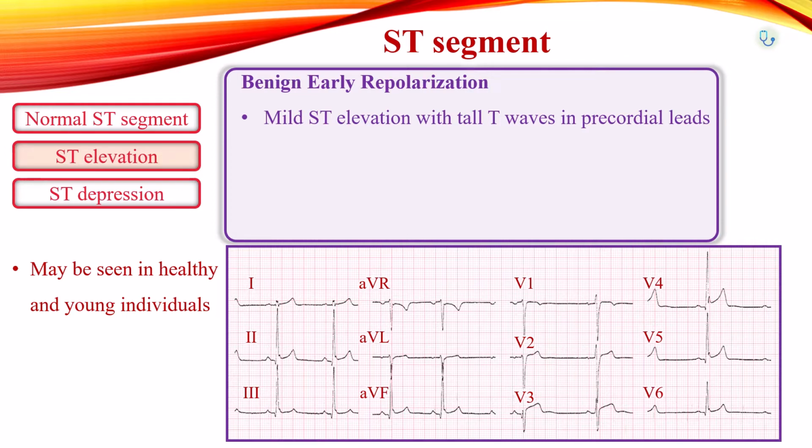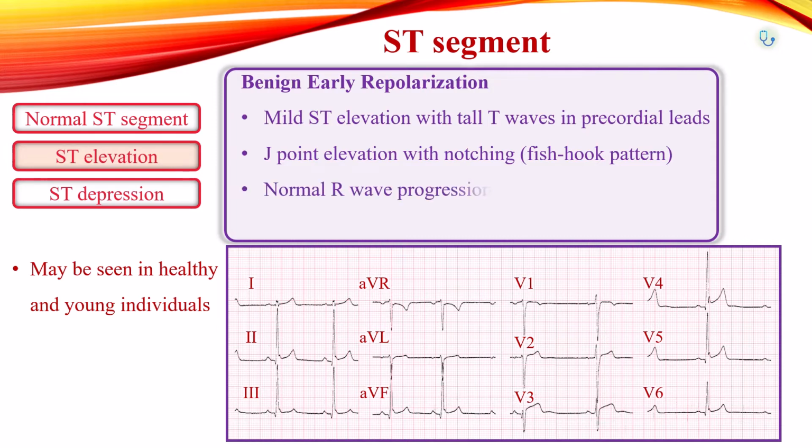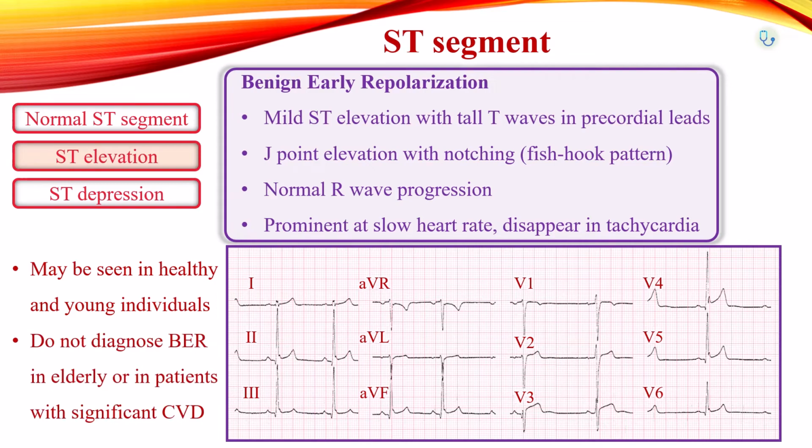EKG features that are more likely to be seen in benign early repolarization include ST elevation at the J-point with concavity, notching of the J-point with a fish hook pattern, diffuse ST elevation with concordant prominent T waves with large amplitudes, normal R wave progression, and relative stability from one EKG to another. However, ST changes may be more prominent at slower heart rates and disappear in the presence of tachycardia. Benign early repolarization should not be diagnosed in elderly individuals older than 50 years, or in patients with significant cardiovascular risk factors.